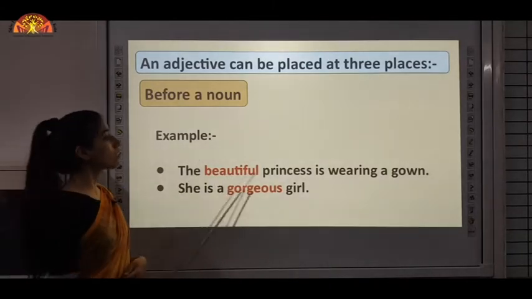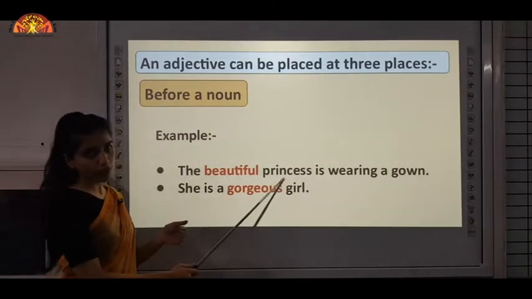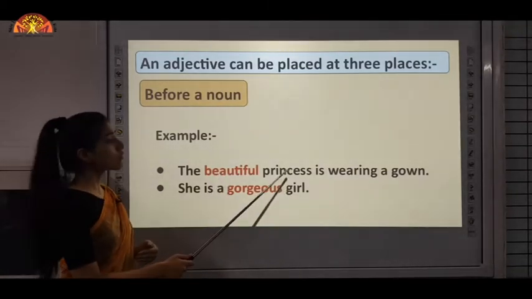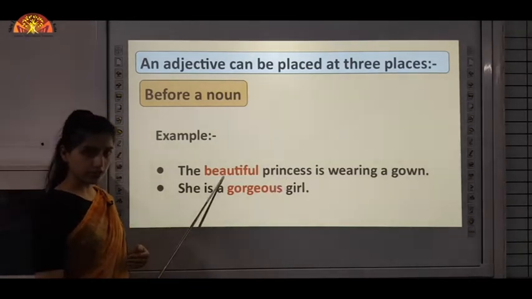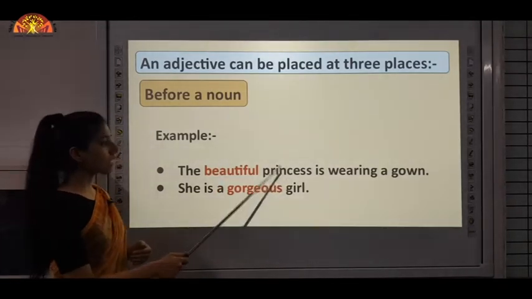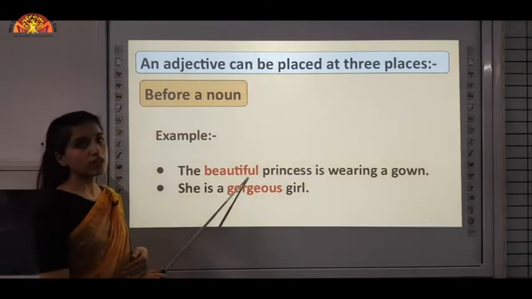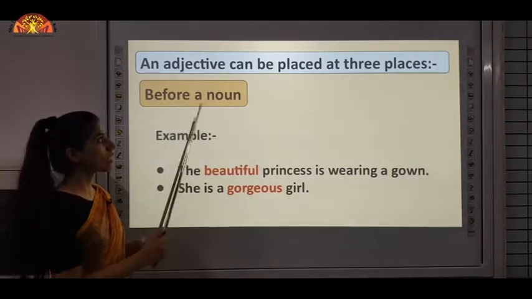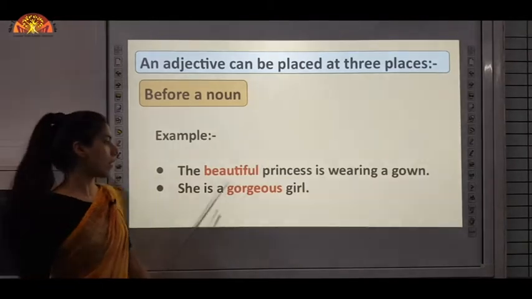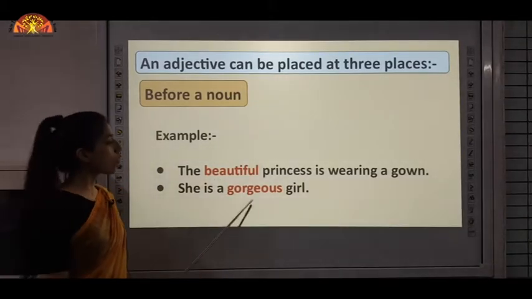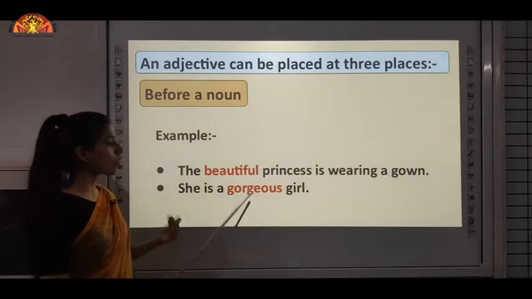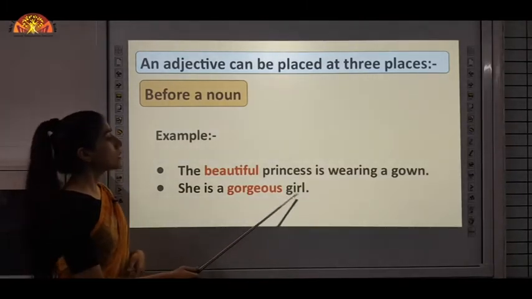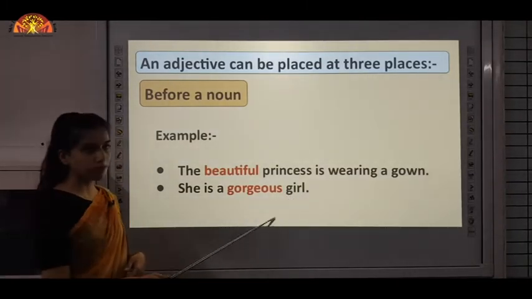You can see over here that princess is a noun and beautiful is an adjective which is describing the princess. The adjective is coming before the noun. So here it is justifying this statement: the adjective can be placed before a noun. In the next sentence also, she is a gorgeous girl. Girl is a noun and gorgeous is an adjective because it is telling us about the girl, right? So the adjective is coming before the noun.